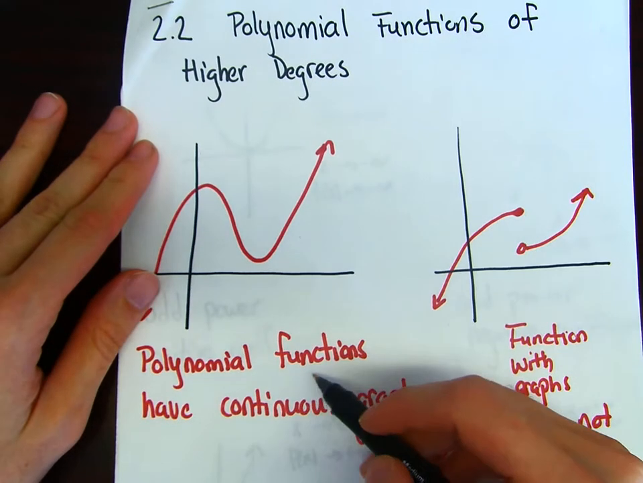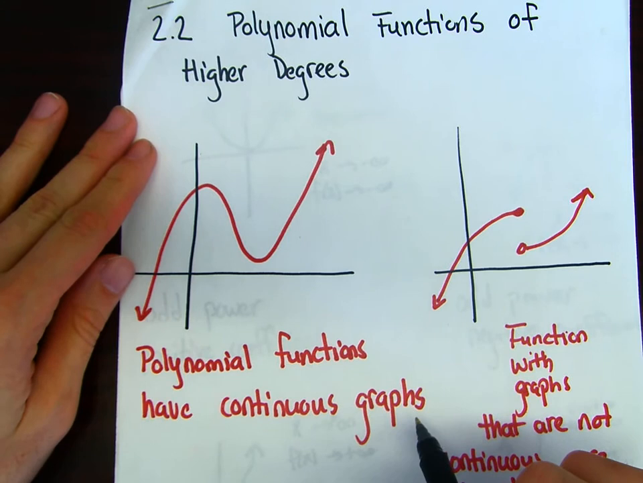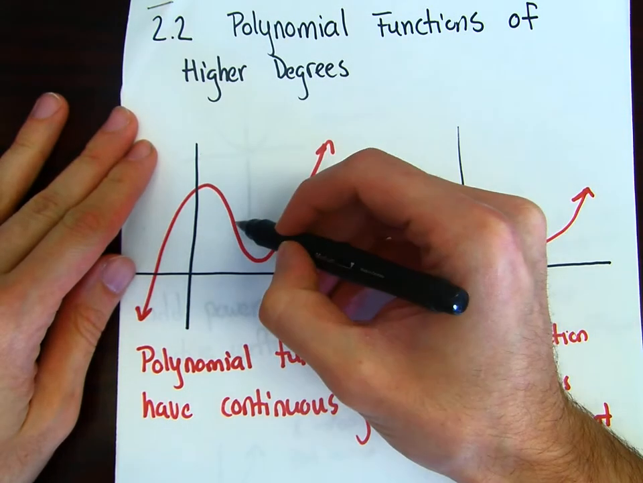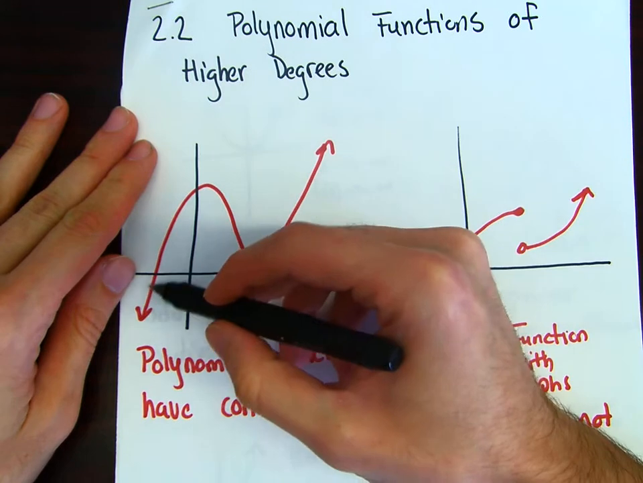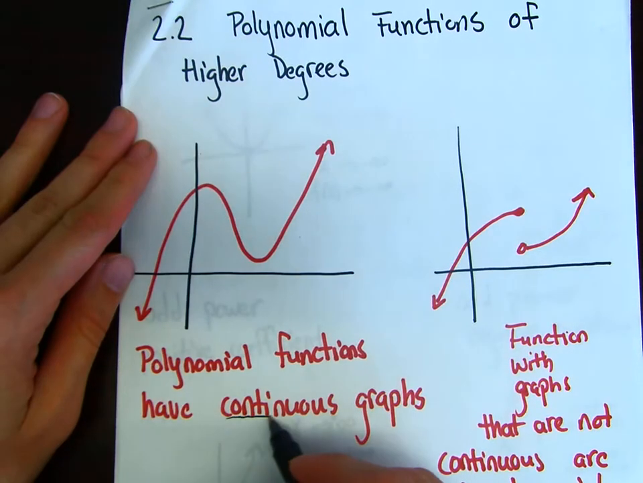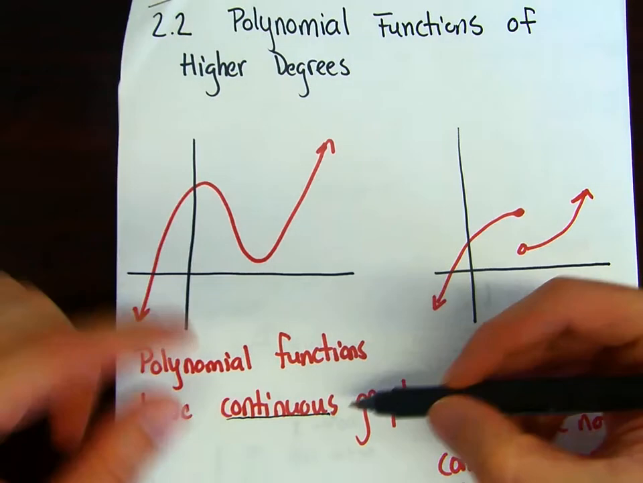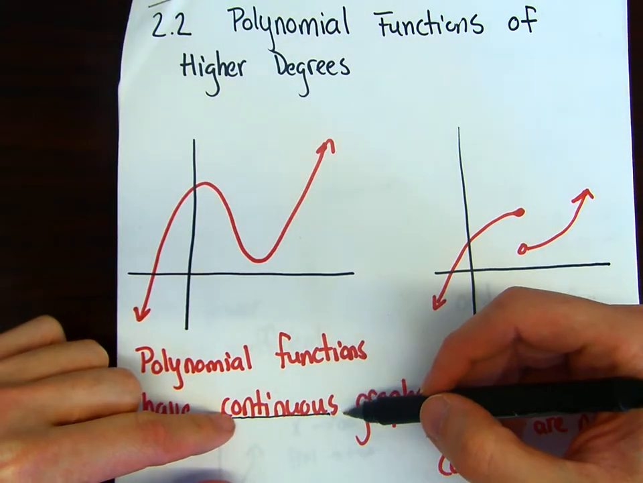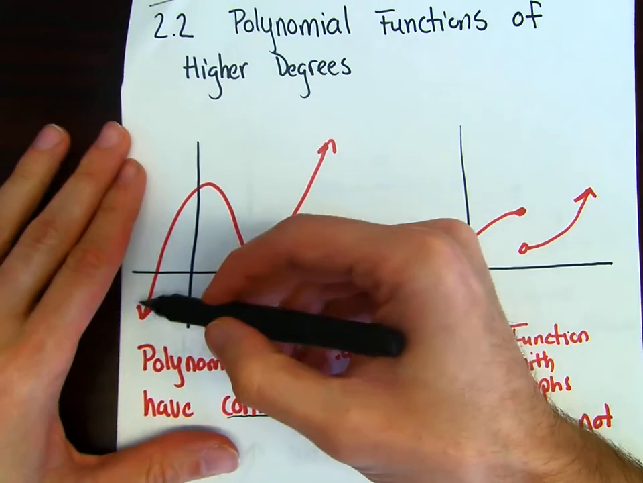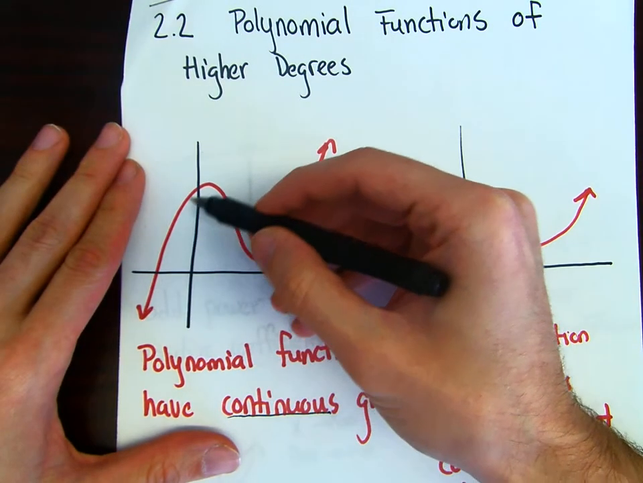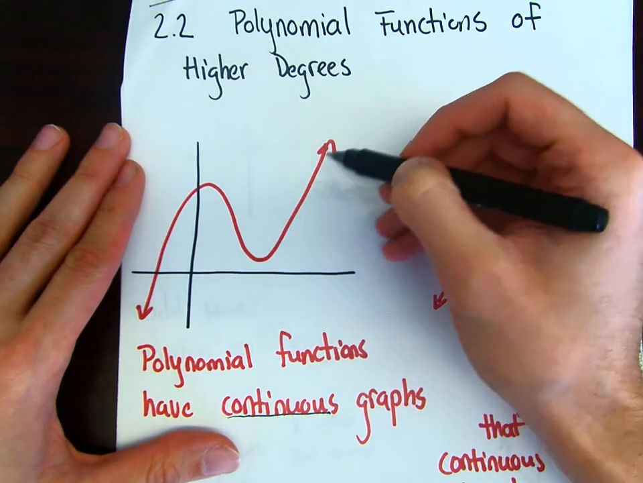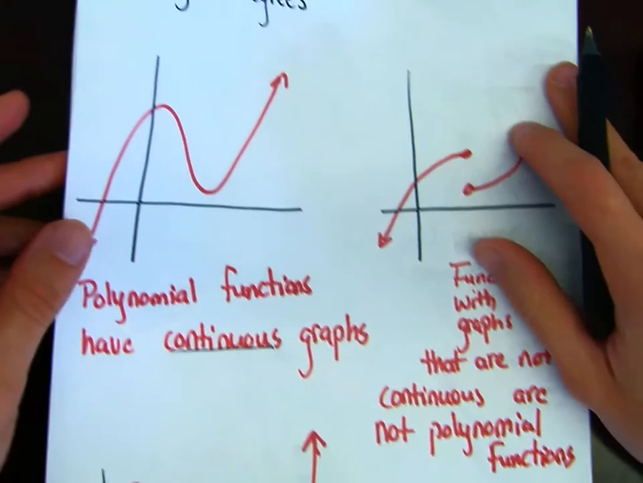Visually, polynomial functions have continuous graphs. So notice that there are no holes within the graph. You really learn what this word continuous means within calculus. The idea of a continuous function means that I could go through the function and not pick up my pen as I'm drawing the function.